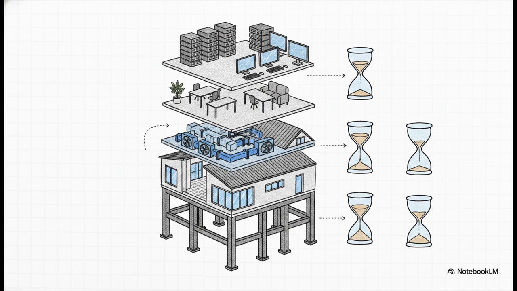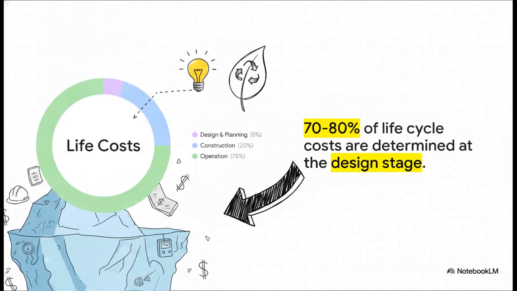Your heating and cooling systems, give it 15 to 25 years. Interior aesthetics, 10 to 15. And the IT infrastructure could literally be obsolete in just 5 to 10 years. A facility is constantly shedding and regrowing its parts over its lifespan. And this brings us to a massive iceberg paradigm shift that facility managers have to grapple with.